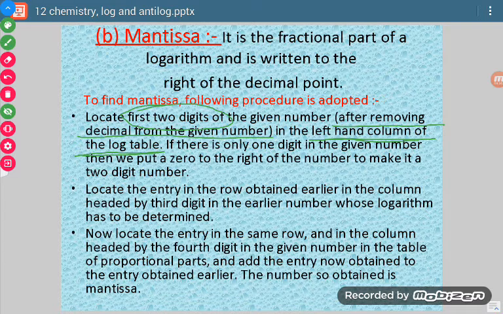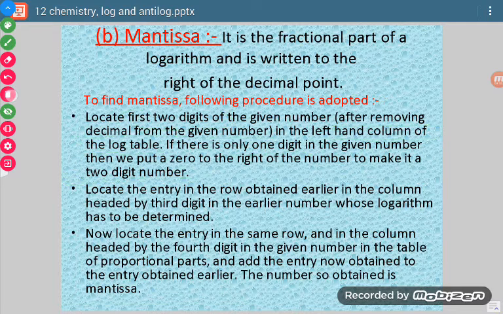Now if there is only 1 digit, may be the case that we have to calculate log of such number which is just a single number, then we put a 0 after that and it becomes 2-digit number. Okay, so how we will put 0? Suppose it is 5, then we will write 5.0. Mathematically it will be same, but for log purpose it will serve the purpose of 2 digits.